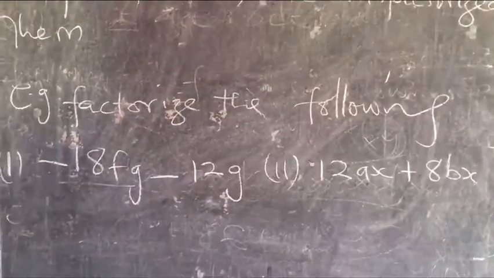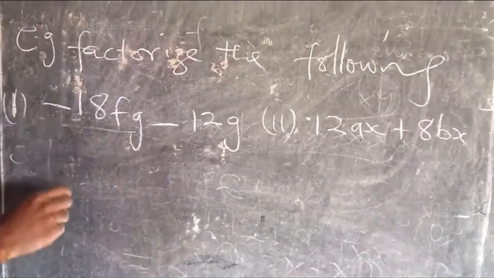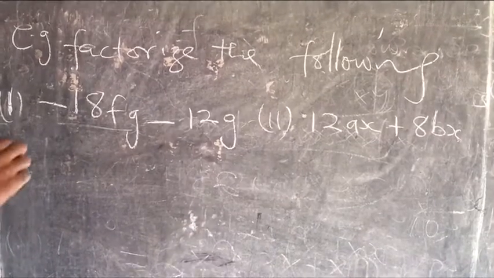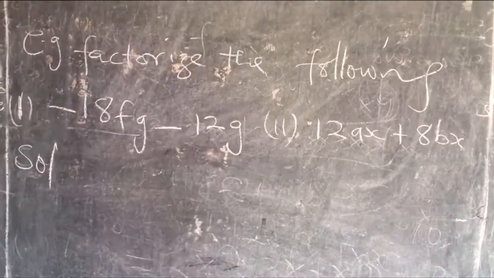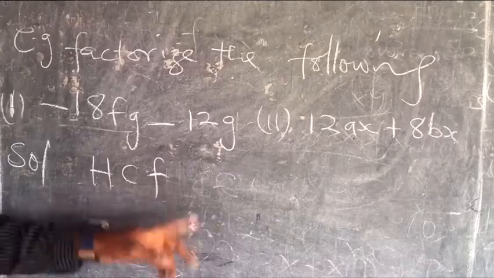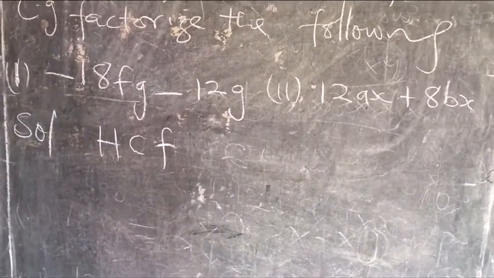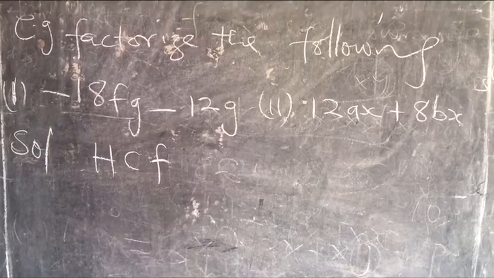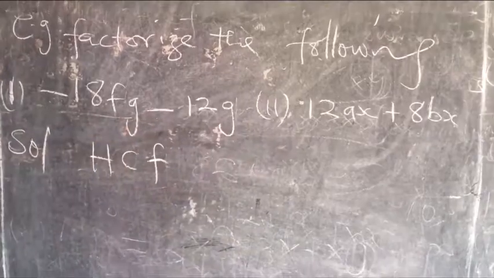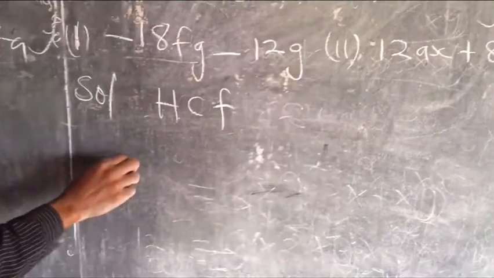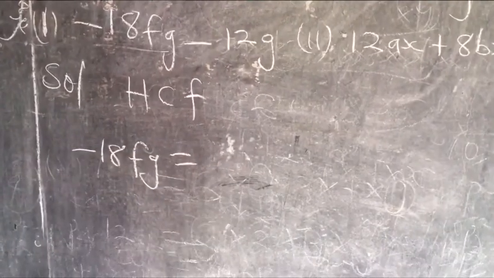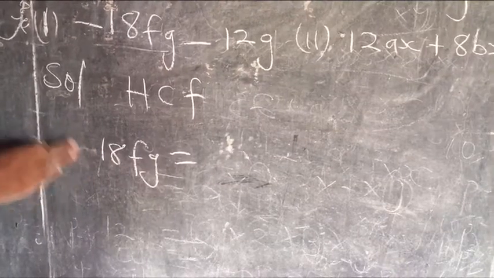Factorize the following. So we get our first one, minus 18fg minus 12g. Now, for us to factorize this one, we go use our skills, what we learn for HCF, highest common factors of algebraic terms. First, we will find the highest common factor of these two algebraic terms. Now, we remember how we dey take express number as product of prime factors. Abi? So, make I leave this minus first.